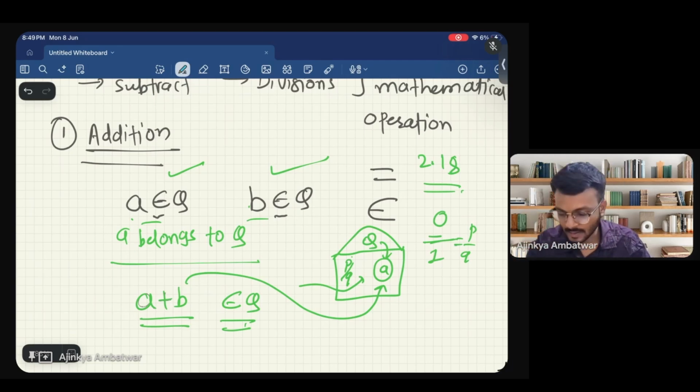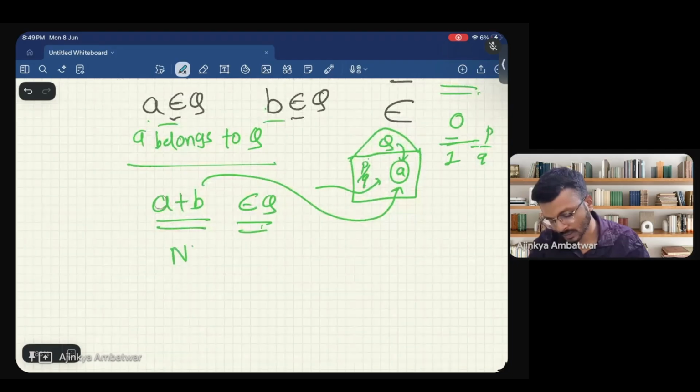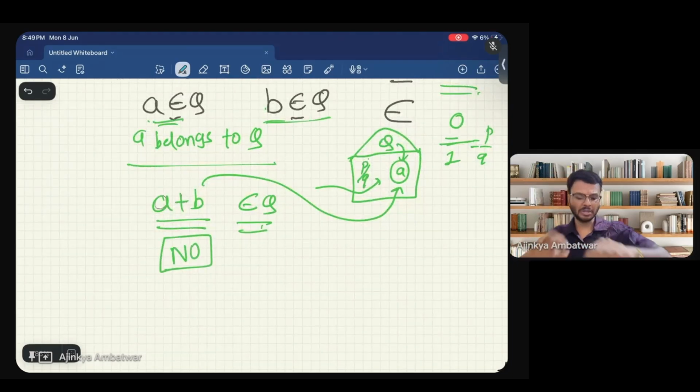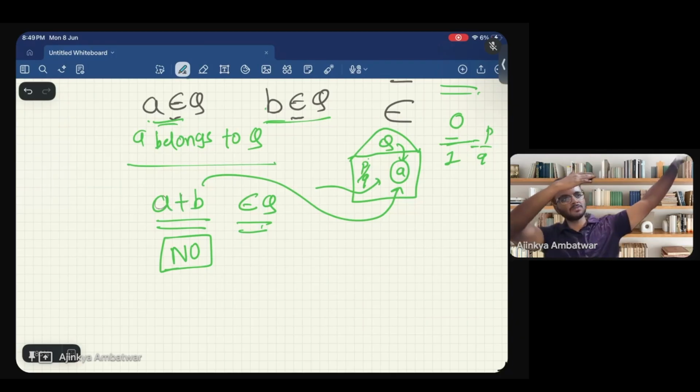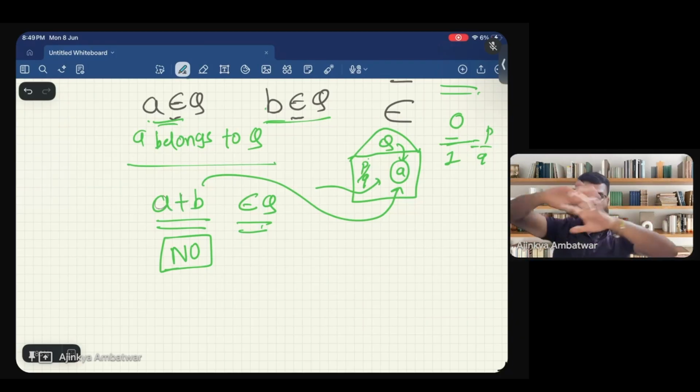Let's break the ice. The answer is no. There is no such pair of A and B. You take any rational number, you take the entire number line. Number line means you pick any rational number from minus infinity to plus infinity. Any number you pick, you pick any other number B from minus infinity to plus infinity. If you add them, the answer will always be a rational number, which means the sum of two rational numbers is always going to be a rational number.